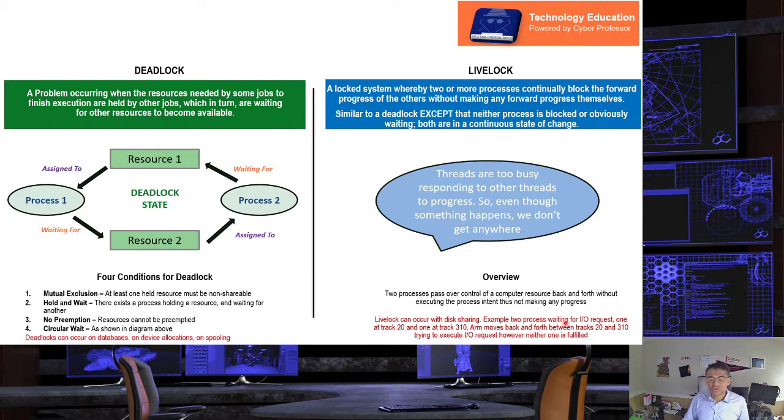Example: 2 processes waiting for input-output requests. One process is waiting for information from track 20 on the disk, and the other process is waiting for information on track 310 on the disk. The arm of the hard drive is moving back and forth between track 20 and track 310, back and forth, back and forth, trying to execute the input-output request from the user. However, neither one is fulfilled. So process number 1 and process number 2 are not making any progress. Good example of a live lock.